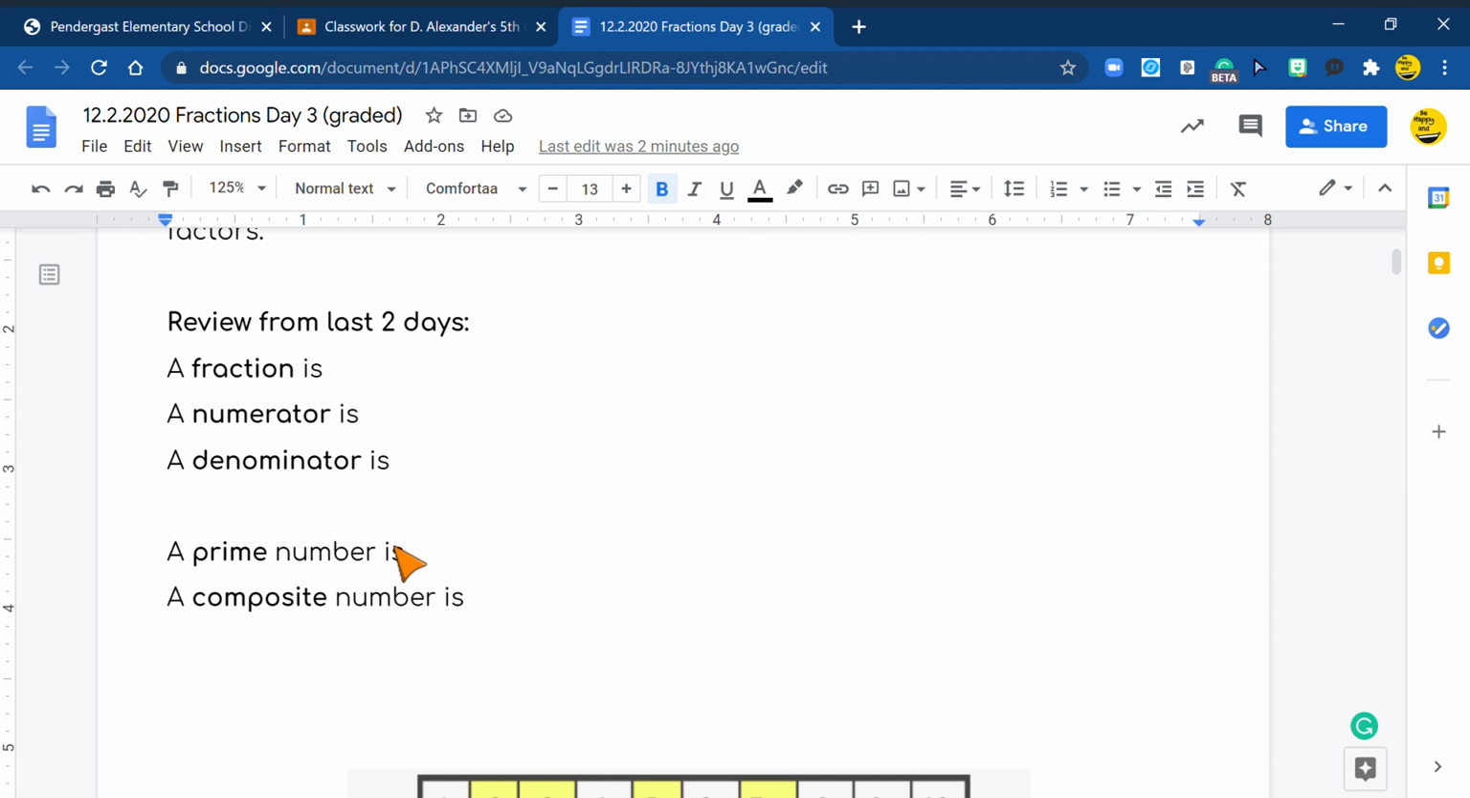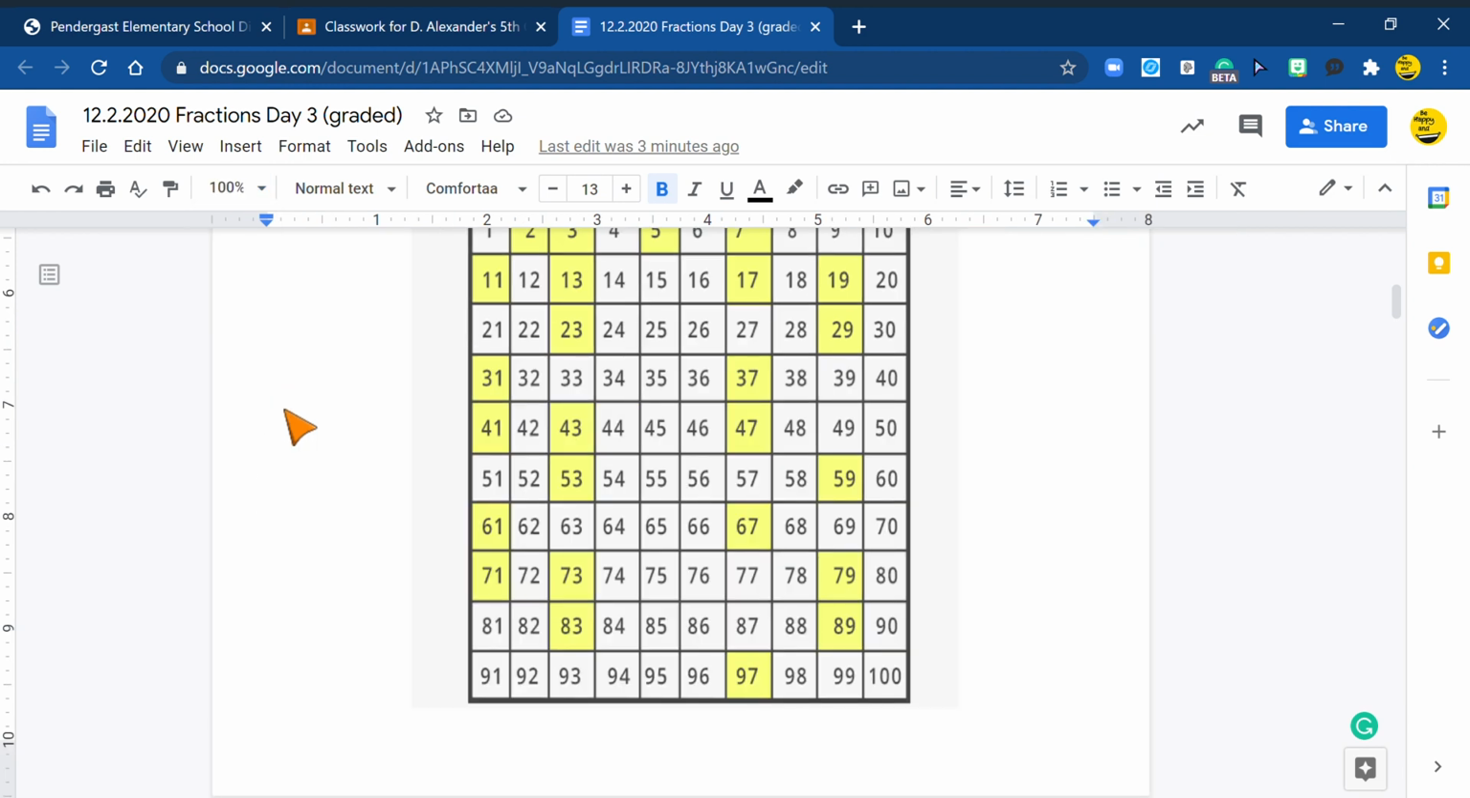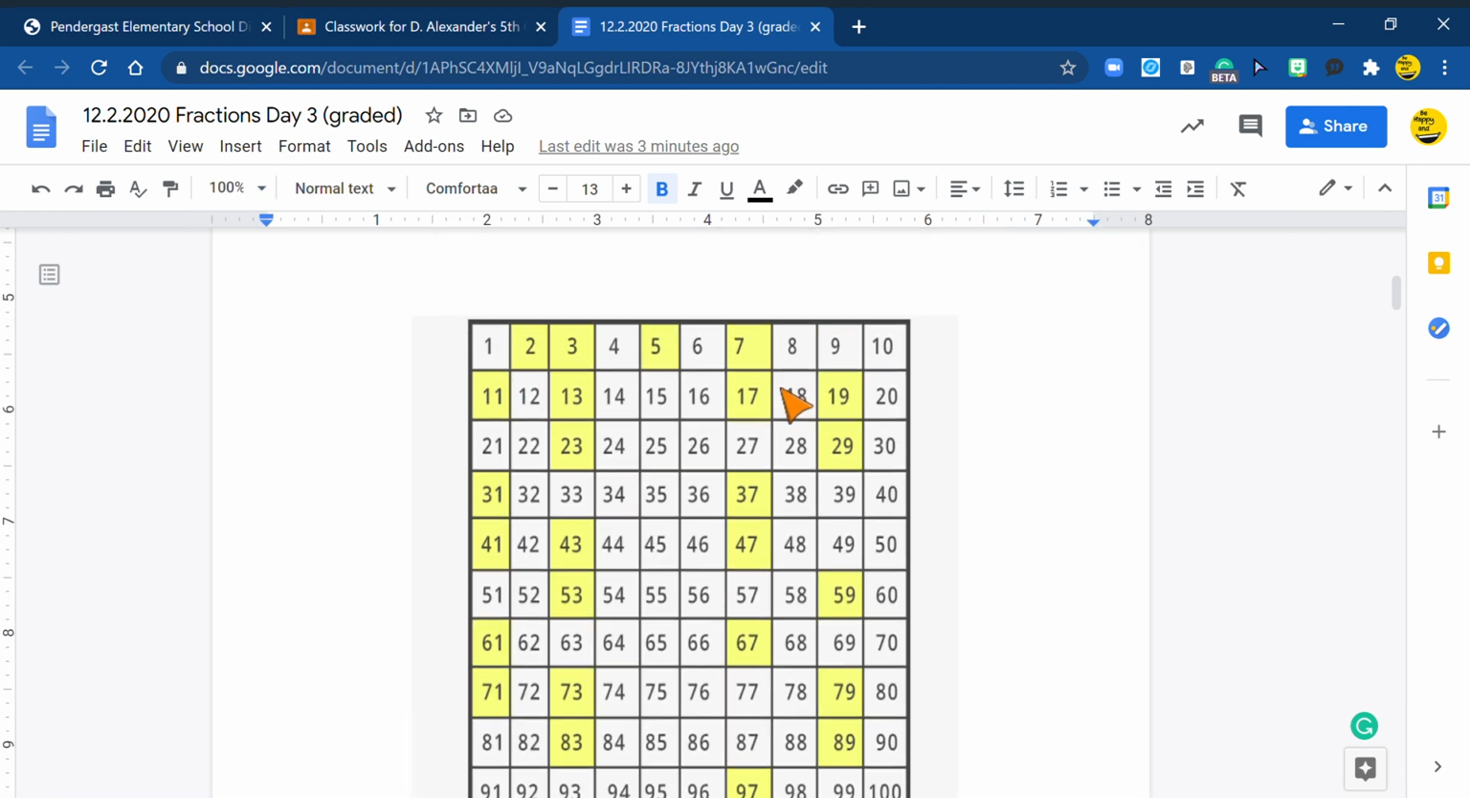Please remember that prime numbers are literally numbers that are only divisible by themselves and 1. And composite numbers are numbers that have multiple factors, so multiple multiplication problems. So here we go. This first chart we have is of all our prime numbers from 1 to 100. So all this yellow shows us our prime numbers.